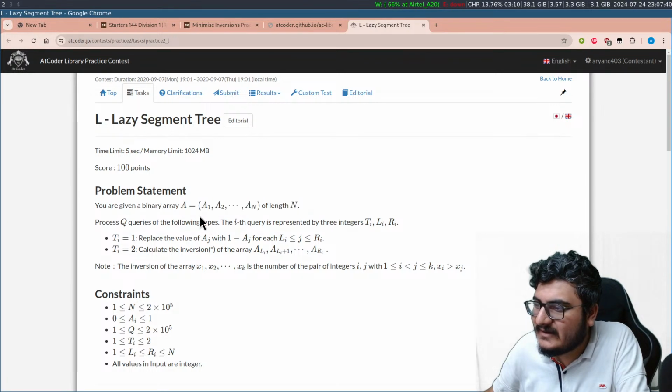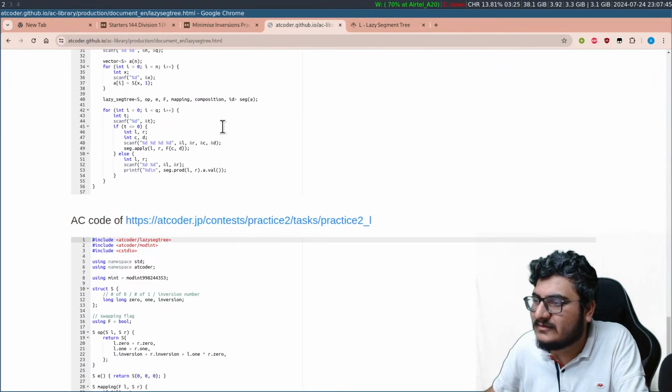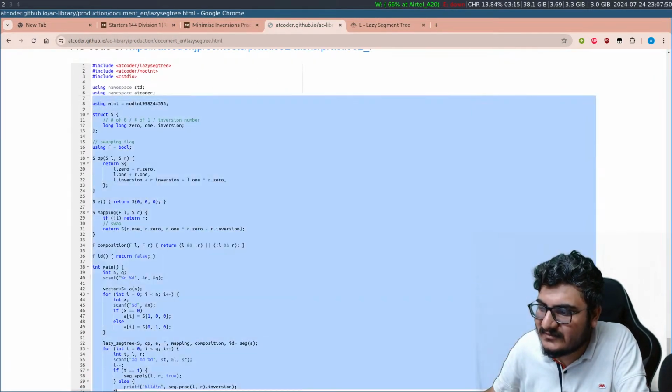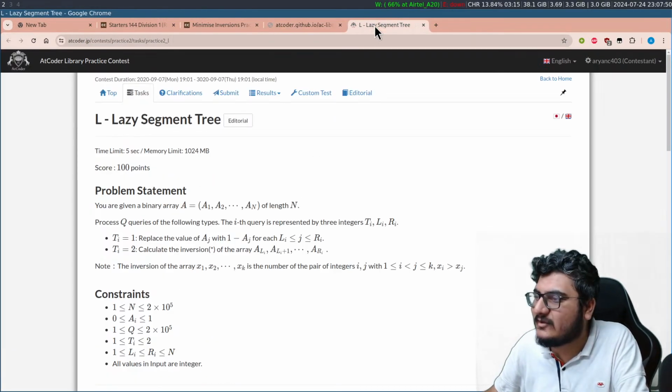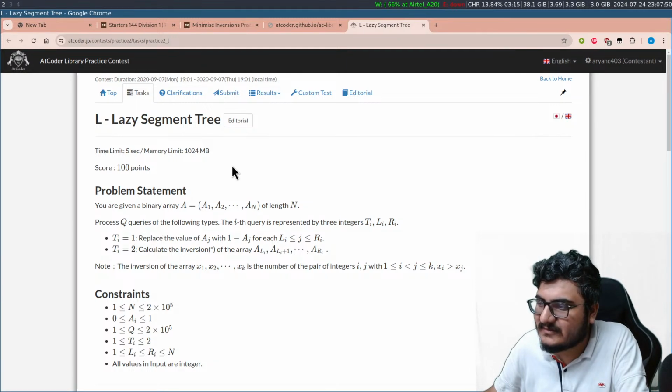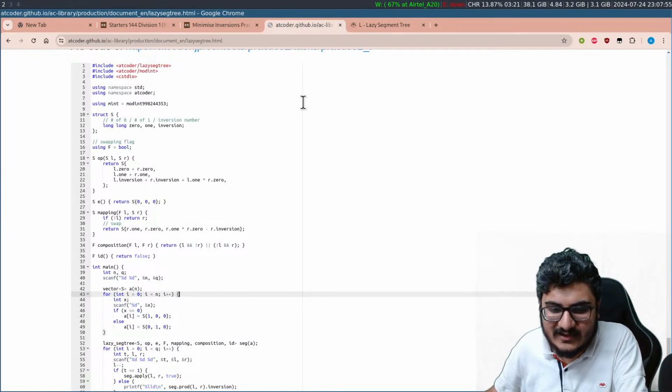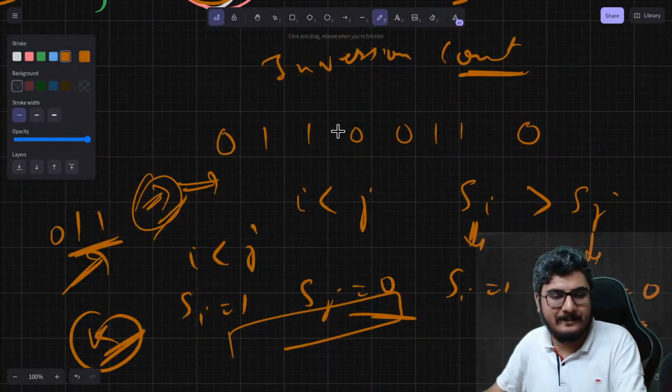You are given a binary array and q queries, like basically change some sequence here and count the number of inversions in a subsequence. So if you just copy paste this template here, you don't need this replace operation here. So you would be able to count the number of inversions in a subsequence there.